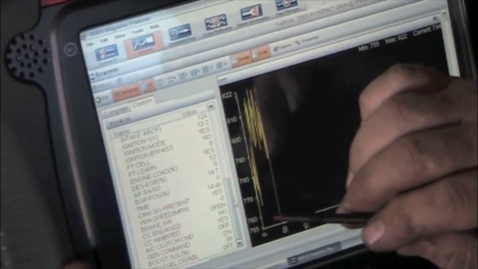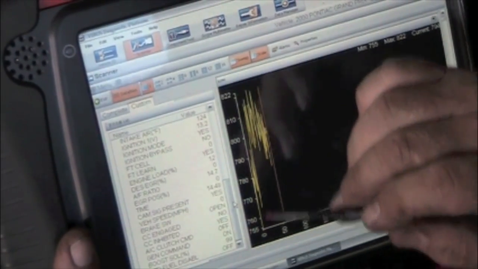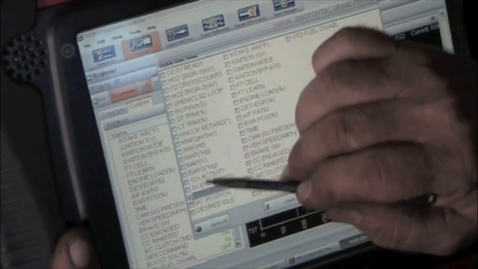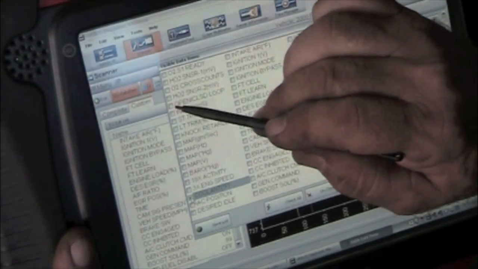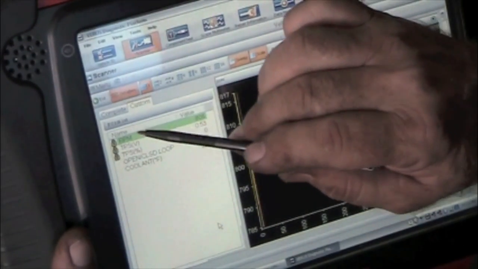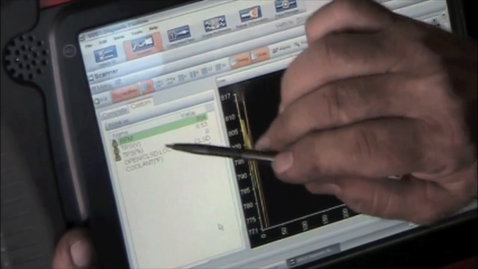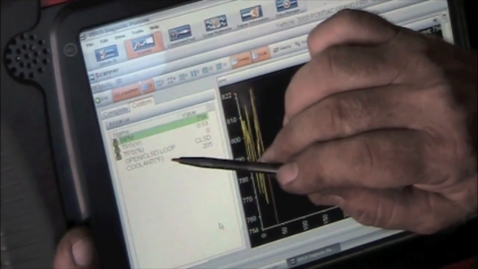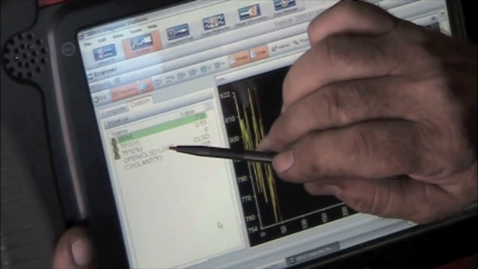Since we had a code for an engine coolant temperature sensor, I'm going to choose that. Now I'm also going to go up here to open and close loop. Then I'm going to save that list. Now it's always going to show RPM, TPS, but it's also now going to show open loop and coolant temperature sensor.